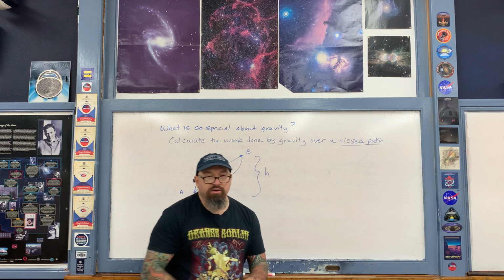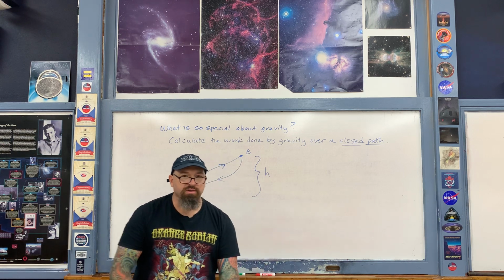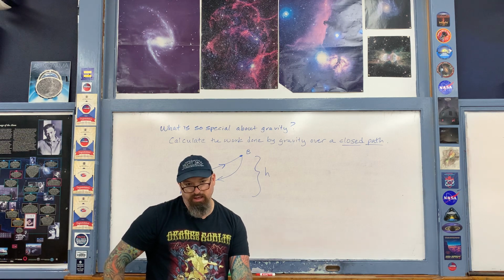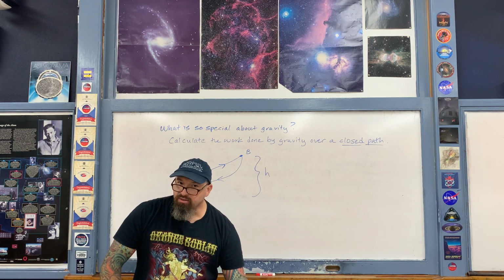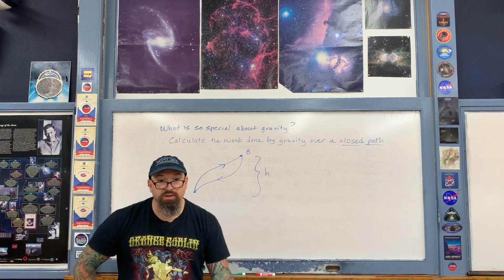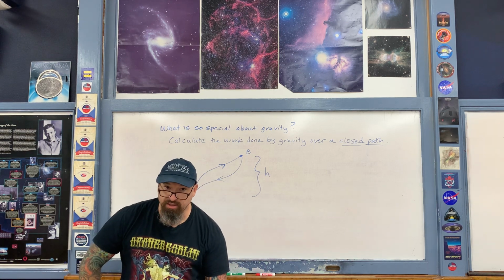Okay, and now we get to the calculation itself. How are we going to calculate the work done by gravity as we go from point A to point B and then backwards from point B to point A? Well, because I'm tracing out here an arbitrary curved path of some sort, what I'm going to have to do is set up a line integral.